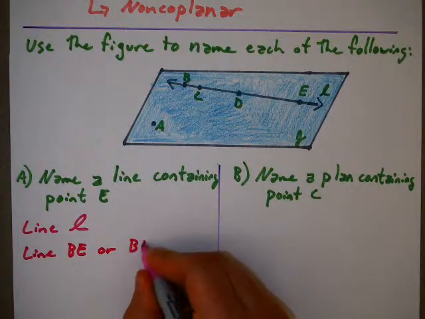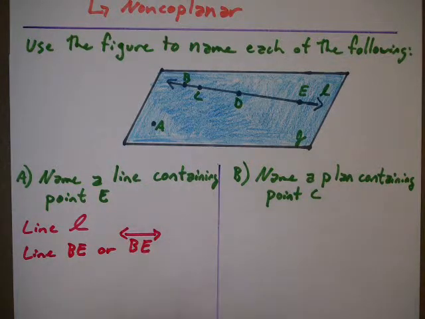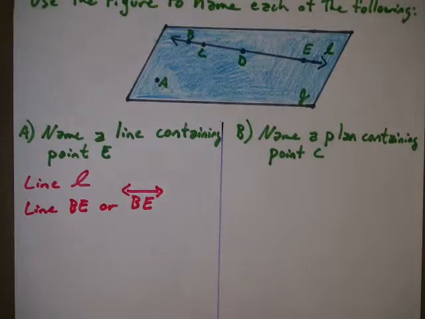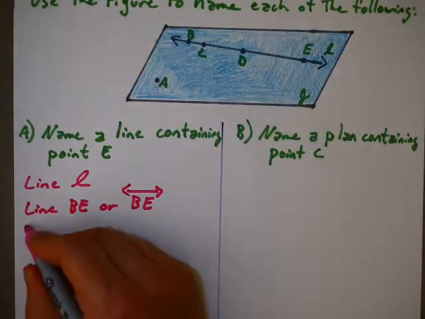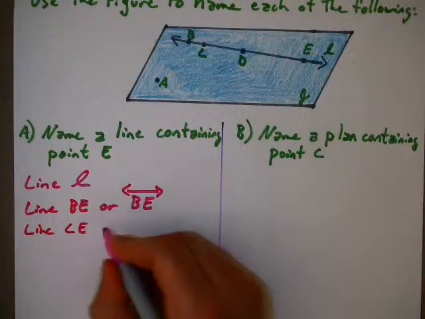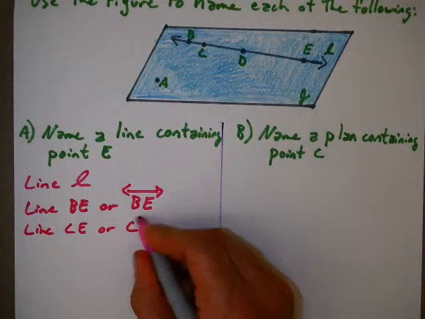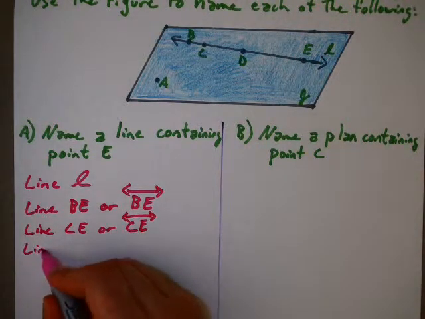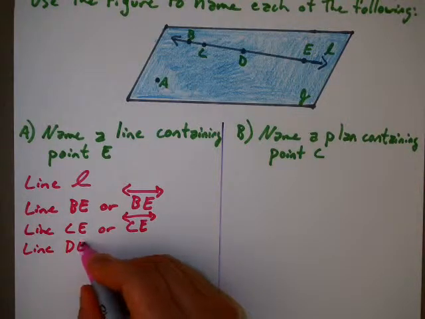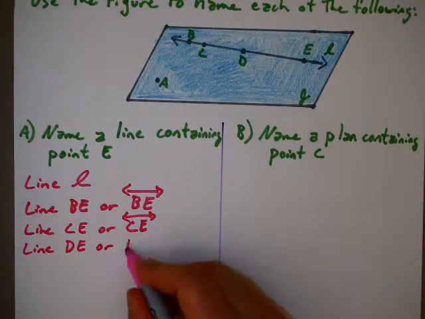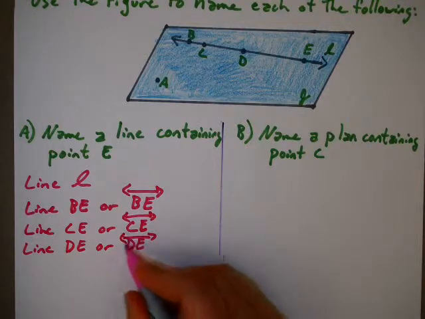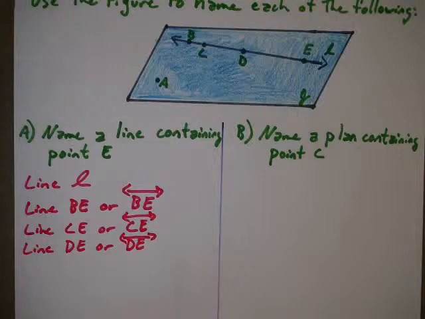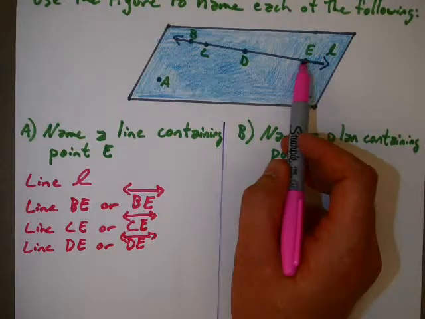Or we also talked about naming it using the symbols. We also have CE, which, as we know, we can also name that line CE. And then finally, line DE. But if you look, this line does contain point E, which is what we're looking for.